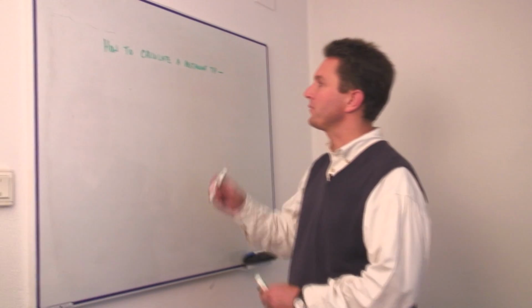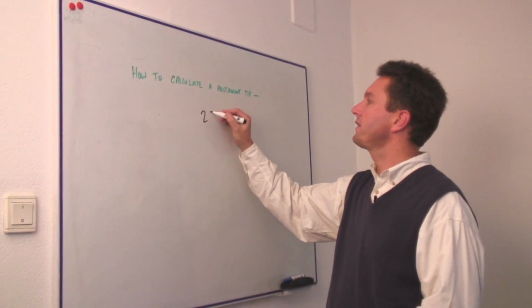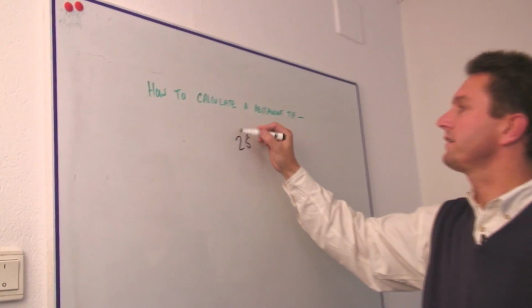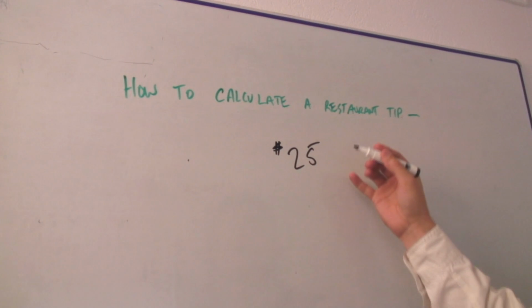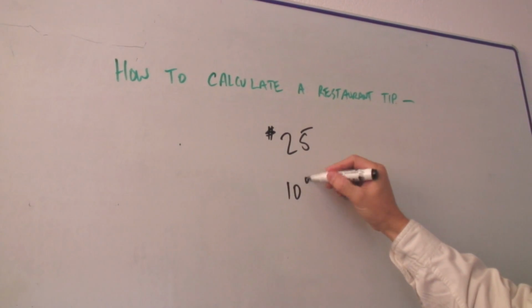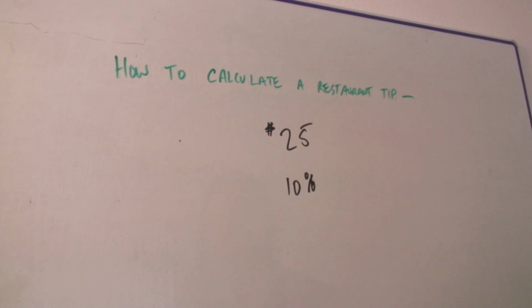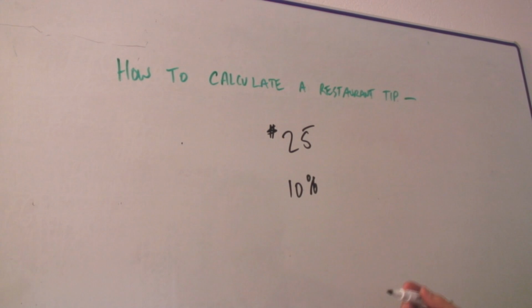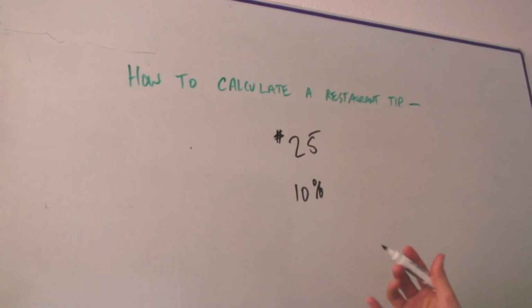Well, for example, let's say you go to a restaurant and you get your bill, and your bill is $25, just for example purposes. How do you calculate this? A simple percentage of 10%, you can always start with that as your base. In some countries, 10% of a tip is perfectly fine.